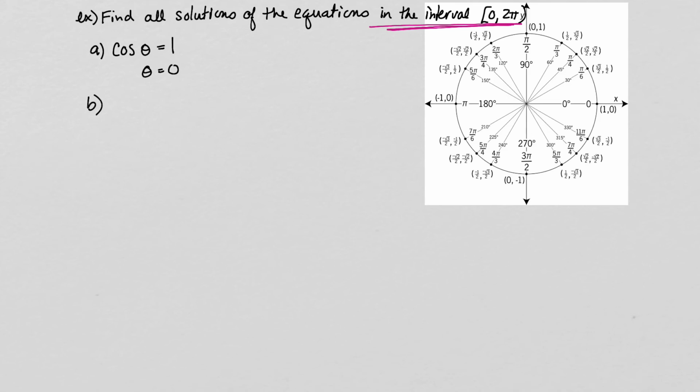Try another one here. What about the sine of theta being equal to, we'll say, 0? So where are all the places that the sine of theta is equal to 0? Yeah, 0 and pi. So remember, the sine is the y value. So the y value is 0 at 0. So theta could be 0. Or also at pi. Theta could be pi.